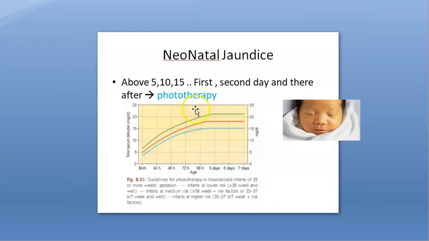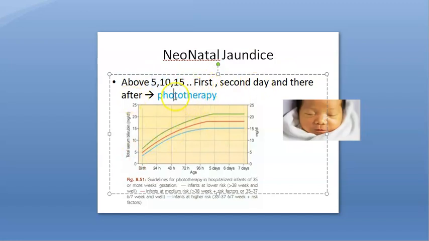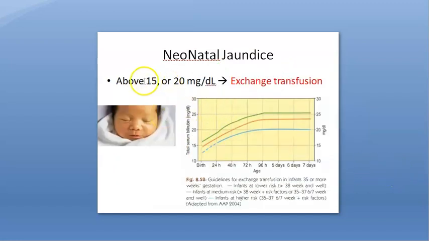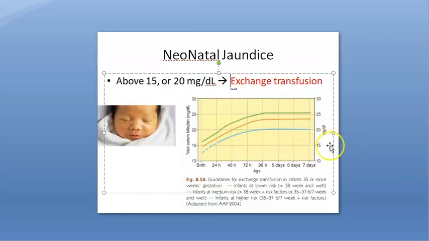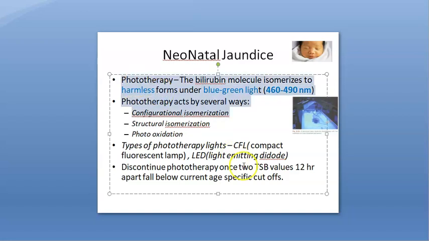So we have seen how to treat. Basically, if the values are above 5, 10 or 15 on the first day, second day or thereafter, you have to do phototherapy. If the values are above 15 or 20, you can do exchange transfusion. For premature infants, this cutoff will be much lower. So how do you do phototherapy?